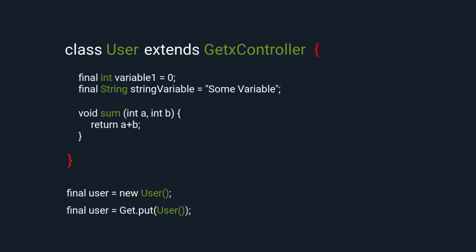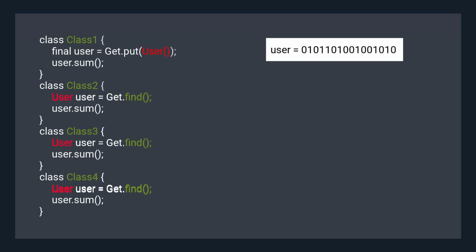But instead of recreating instances again and again, next time we are going to call Get.find instead of Get.put, which is going to find the already created instance of the user class from the memory, and we are going to use that same instance wherever we want. This way, definitely we are saving a lot of space, a lot of memory, and speeding up the process.